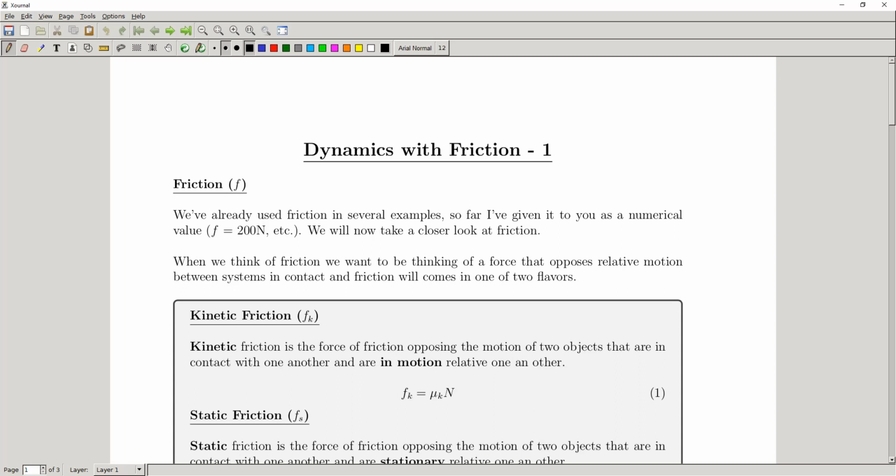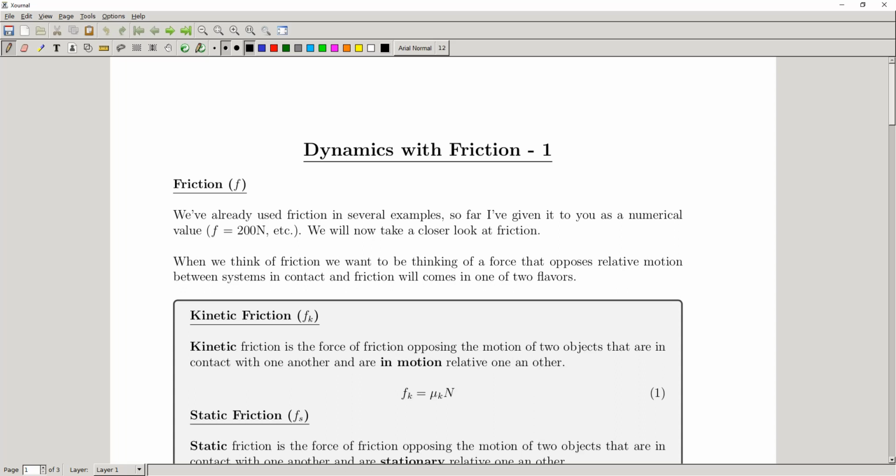So when we're thinking about friction, we want to be thinking about a force that opposes relative motion between systems in contact. Okay, so friction is going to be a force that's always opposing the motion that's happening in these problems, right? So we're going to have two systems that are in relative motion. They're going to be in contact, and friction is going to be opposing that motion. And I should note here that everything that we're going to be talking about here corresponds to Chapter 5 in your text. So we're moving on to Chapter 5 now.